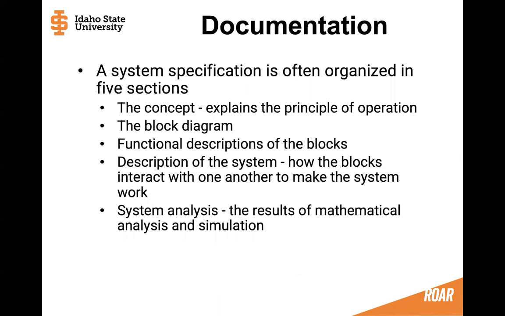The system specification is organized into 5 sections. First, the concept explaining the principle of operation, then a block diagram, then functional descriptions of each block, then a description of the system: how do all those blocks work together in order to make the full system? And then a full detailed system analysis. So the results of the full system: how will all the sub-blocks work together in order to meet those requirement specifications, the thing that you hung the numbers on, the thing that you agreed with the customer on when you did that needs analysis.